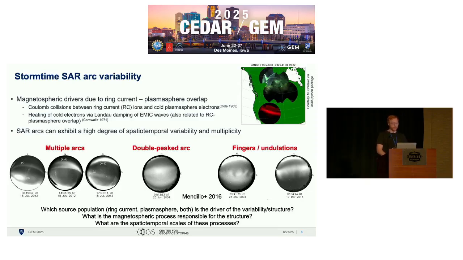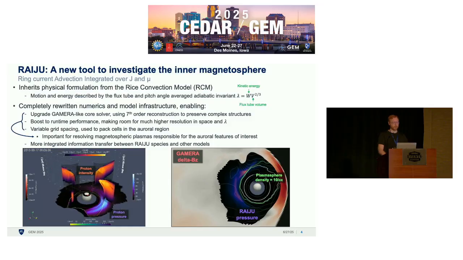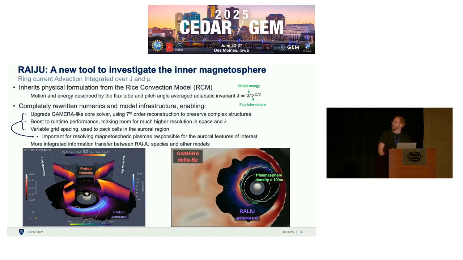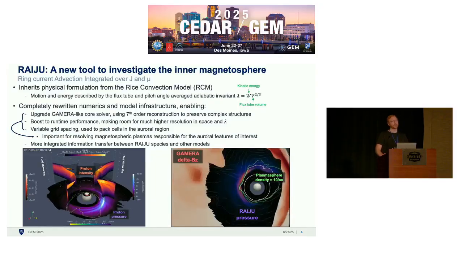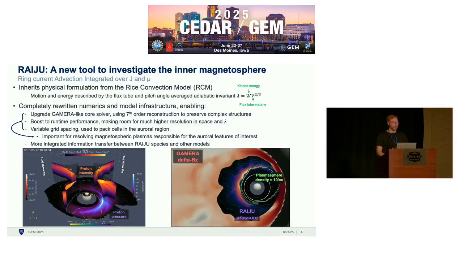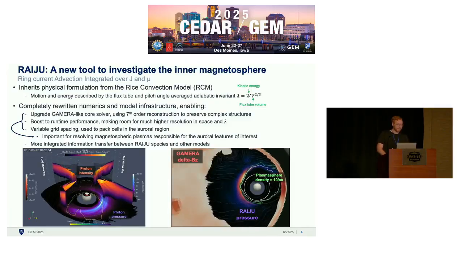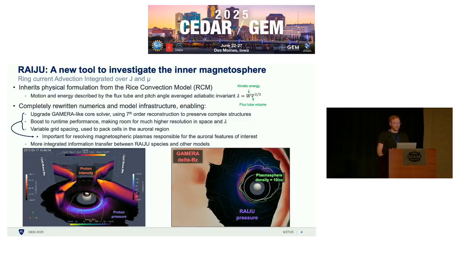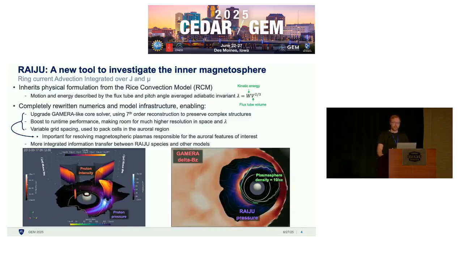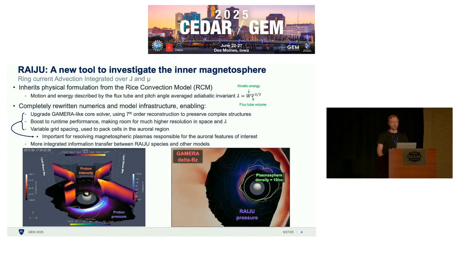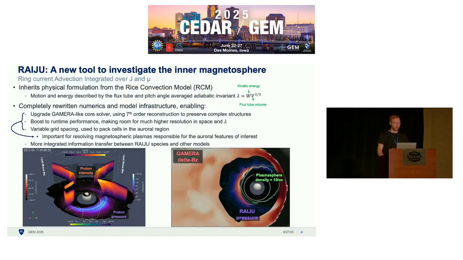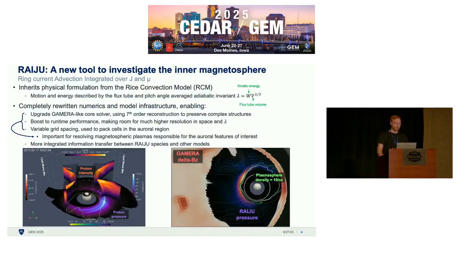And so that is one of our main motivations for the development of this new magnetosphere model that was mentioned earlier, which we are calling RIGU. That stands for the ring current advection integrated over J and mu. You can tell which one we came up with first. But this is essentially a successor to the Rice Convection Model, or RCM, for those that are familiar. It's using the same physical formulation as RCM, but we've rewritten the entire model from scratch.